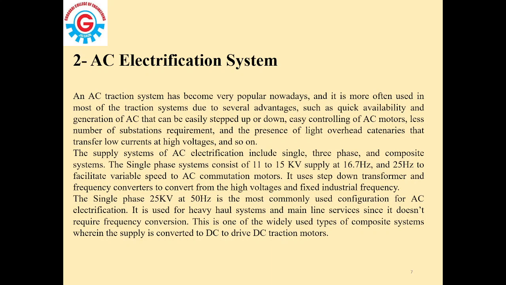The single phase 25 kV at 50 Hz is the most commonly used configuration for AC electrification. It is used for heavy haul systems and mainline services. It does not require frequency conversion. This is one of the widely used types of composite system wherein the power supply is converted to DC to drive the DC traction motor.